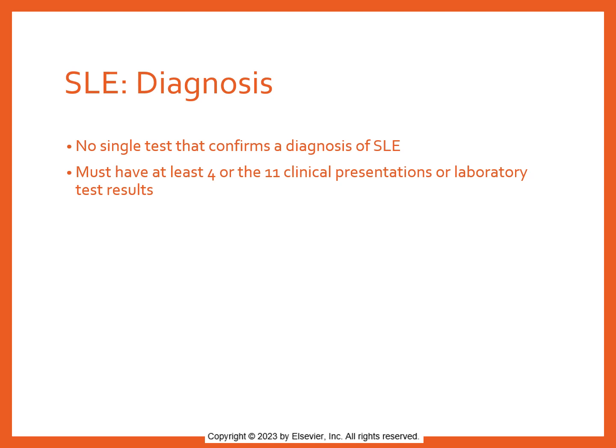Currently, no single test can confirm a diagnosis of SLE. To confirm SLE, a patient must have at least 4 of the 11 clinical presentations or laboratory test results performed for SLE. A syphilis test will measure antiphospholipid antibodies in the blood. These are known to be present in lupus, so a false positive syphilis test could be another indicator of SLE.